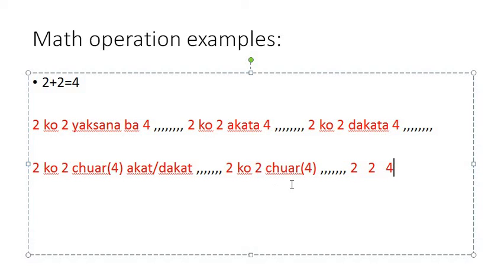Du ko du chwar. You also can say du ko du chwar, but you have to use intonation in this case. Du ko du chwar means 2 plus 2, 4. You can say it in this way. Or you also can say du u du chwar. Actually, there is a woo sound here. Woo means and. Du u du chwar means 2 and 2 is 4.